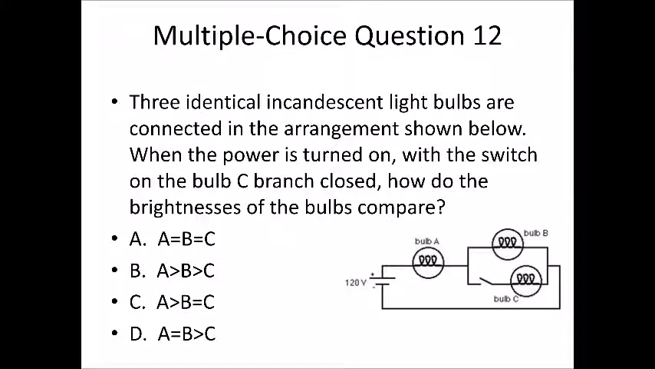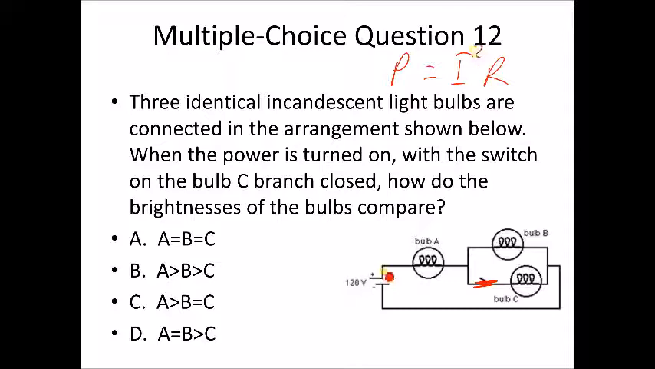Now let's look at 12. Again, 3 identical incandescent bulbs are connected in the arrangement shown below. When the power is turned on with the switch on the bulb C branch closed, how do the brightnesses of the bulbs compare? So now this switch is closed. Remember, they're all identical bulbs. They all have the same R value. R is equal for all 3. So what's going to determine their brightness is the I.